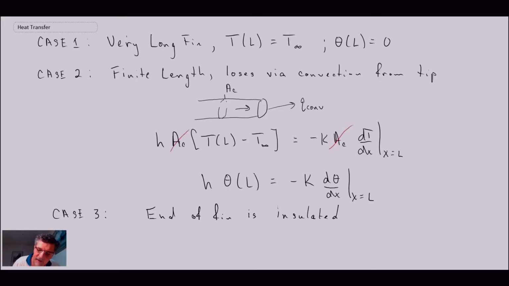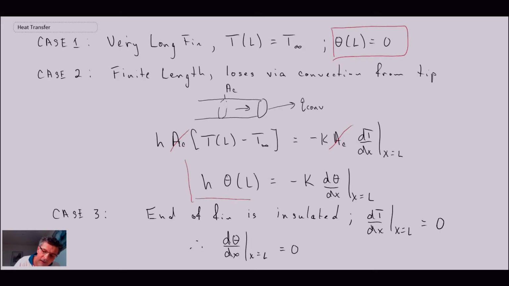And if the tip is insulated, we know, when we look at the boundary conditions we looked at when we came up with the heat diffusion equation, that if we have a case of insulation, that means through Fourier's law the slope of the temperature profile at that point is equal to 0. And therefore, writing that in terms of our variable theta, we get that. So those are the 3 different cases that we have: case 1, case 2, and case 3.